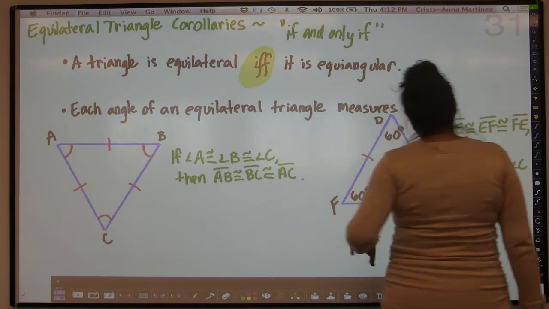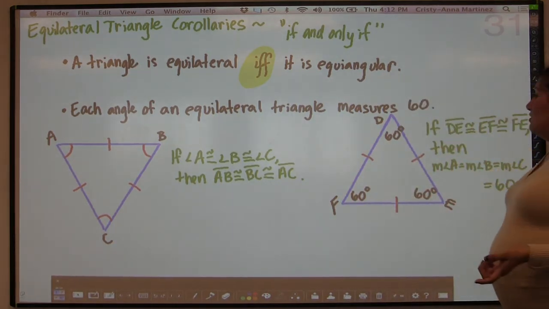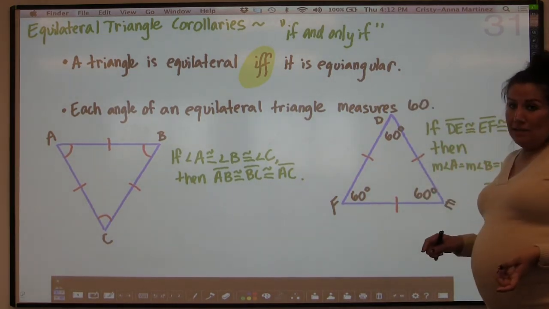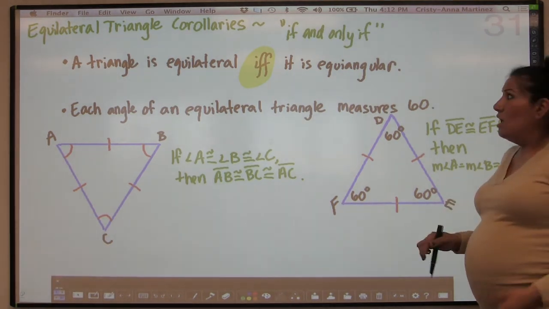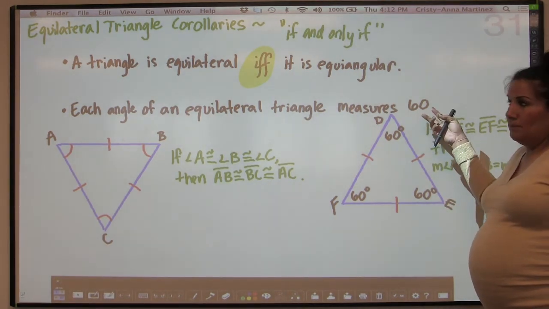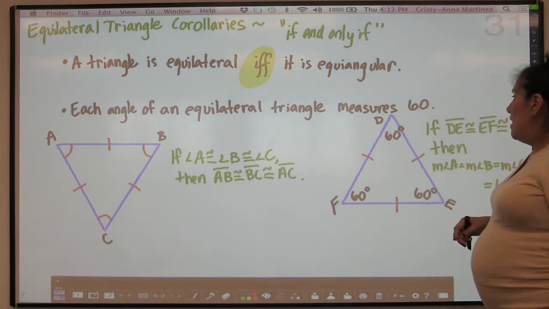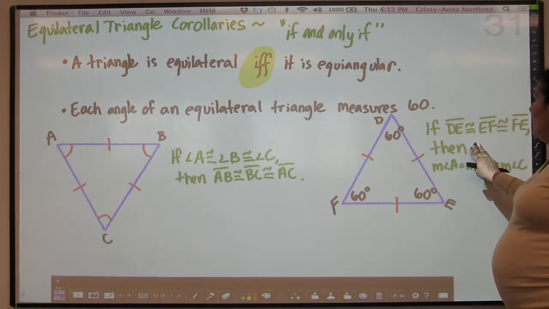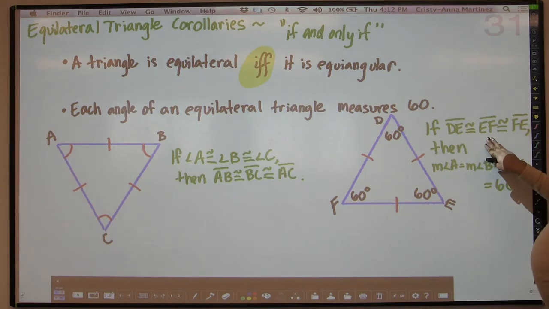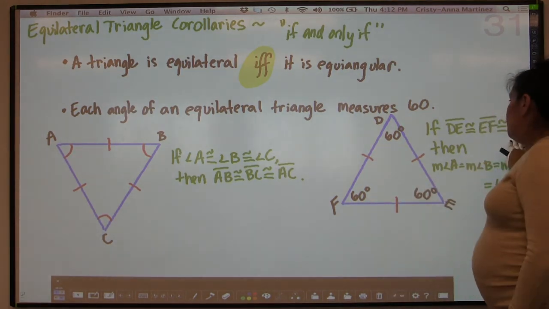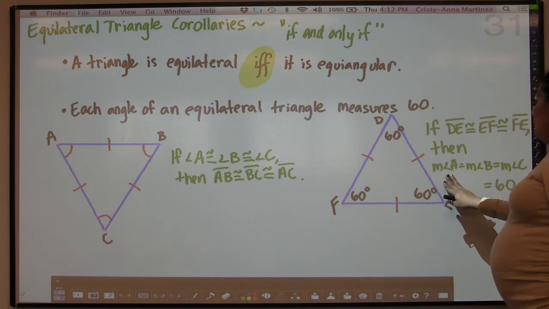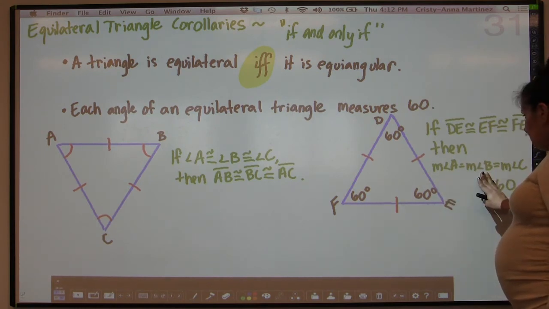I hope that makes sense, because we already know from before that the angles in a triangle have to add up to 180. And if they're all going to be the same, all you have to do is take 180 divided by 3, and you'll get 60. So that should be a pretty simple concept there, or theorem. But again, if DE is congruent to EF, which is in turn congruent to FE, so all your segments here are marked congruent, then basically the measurement of angle A is the same as the measurement of angle B.